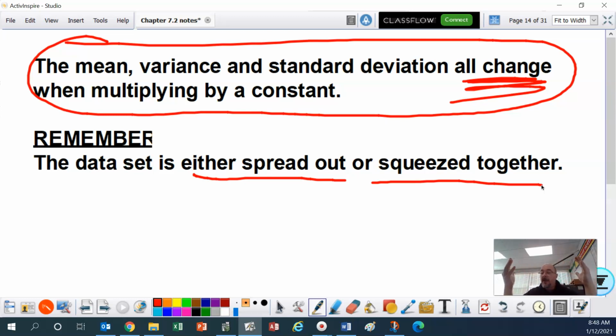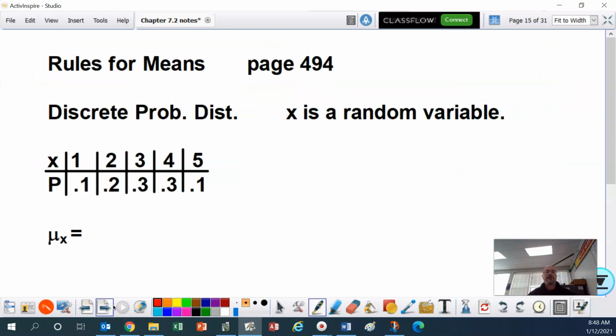If you multiply by a number between 0 and 1, they're going to squeeze together, so they're not quite as spread out. So yes, your mean and standard deviation and variance are going to change. Keep that in mind. Know those rules by heart. All right, we got more to talk about though.